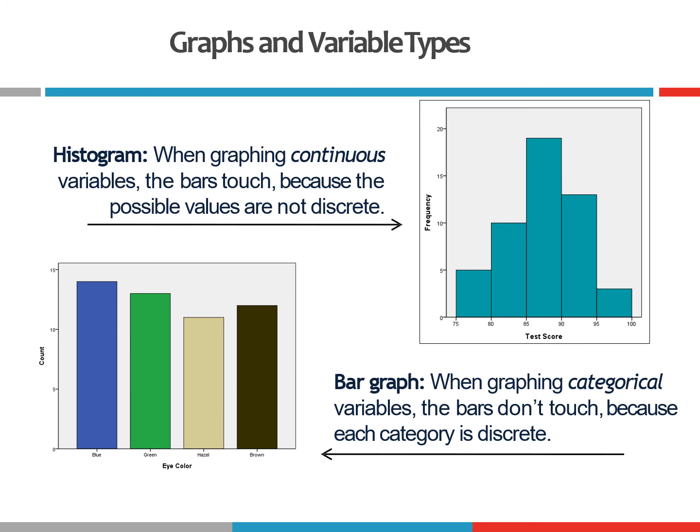If you are graphing a categorical variable, so a variable that falls on either a nominal or ordinal scale, okay, the bars are not going to touch because each category is discrete or non-overlapping, okay?